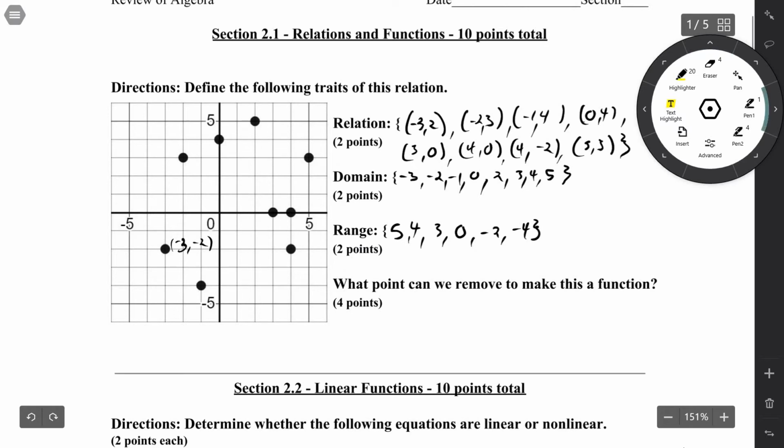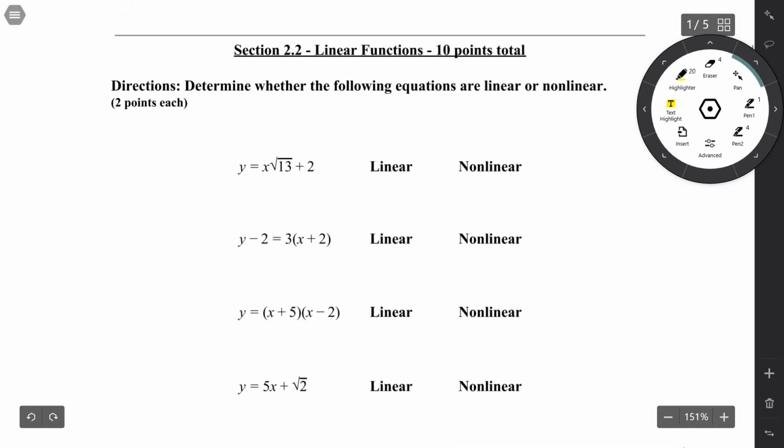What point can we remove to make this a function? Well, that's pretty telling that it's not a function right now. Really, you can select either of these 2 points. Those are the 2 that are causing it to fail the vertical line test. If you write in both, that's fine. I'm only asking for 1, so you just need to write in 1. I'm going to pick 4, 0. All right, that's the entire section 1.1 done.